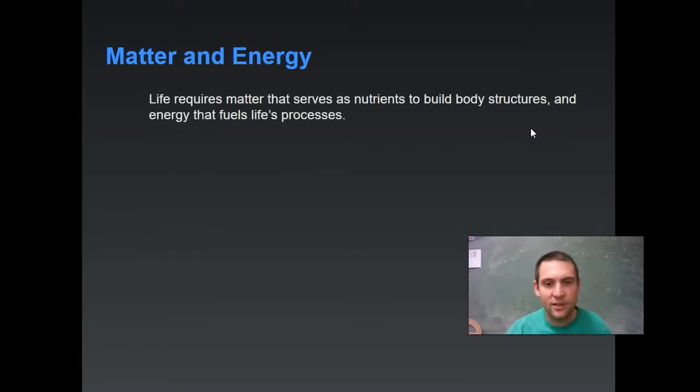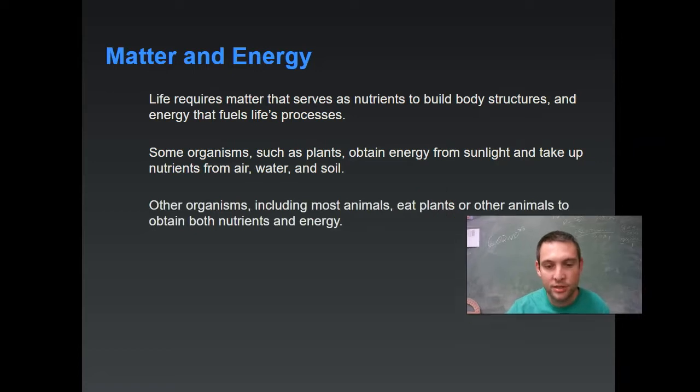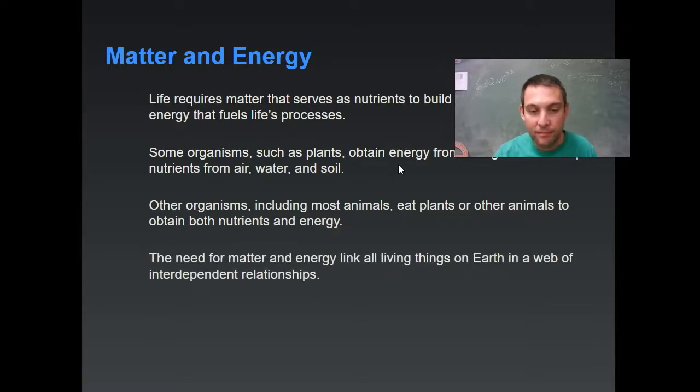Life requires matter that serves as nutrients to build body structures and energy that fuels life's processes. Some organisms, like plants, obtain energy from sunlight and take nutrients from air, water, and soil. Other organisms, including most animals, eat plants or other animals to obtain both nutrients and energy. The need for matter and energy links all living things on Earth in a web of interdependent relationships.